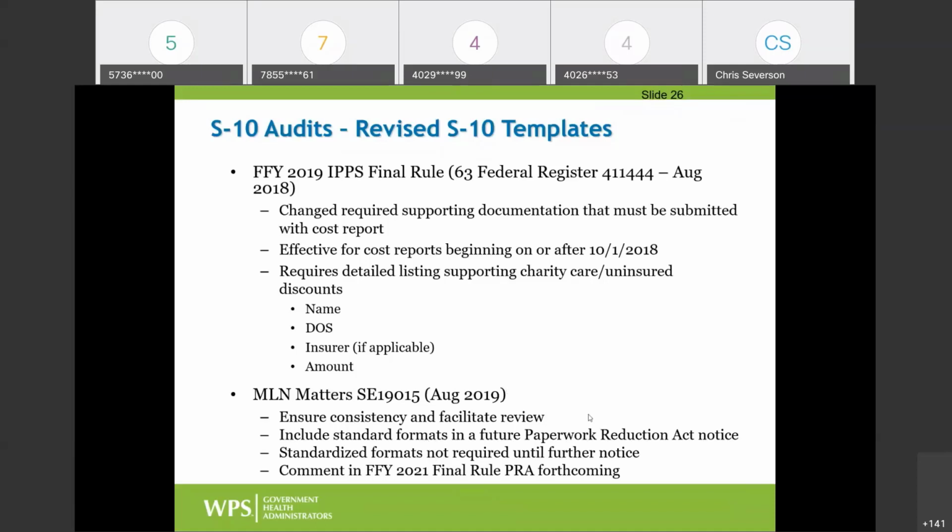they are sending these through what they call a Paperwork Reduction Act notice. It's going to go through the Federal Register again because they're trying to get some of those formats standardized, which we hope will help both the provider and audit communities. But they're not required. They're preferred, they're recommended, but they're not required until further notice. And you'll have a chance to comment on that whenever that particular rule comes out.